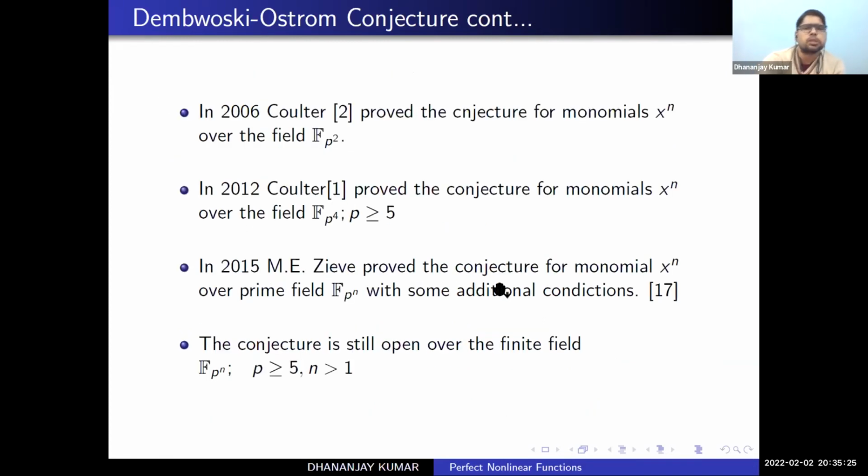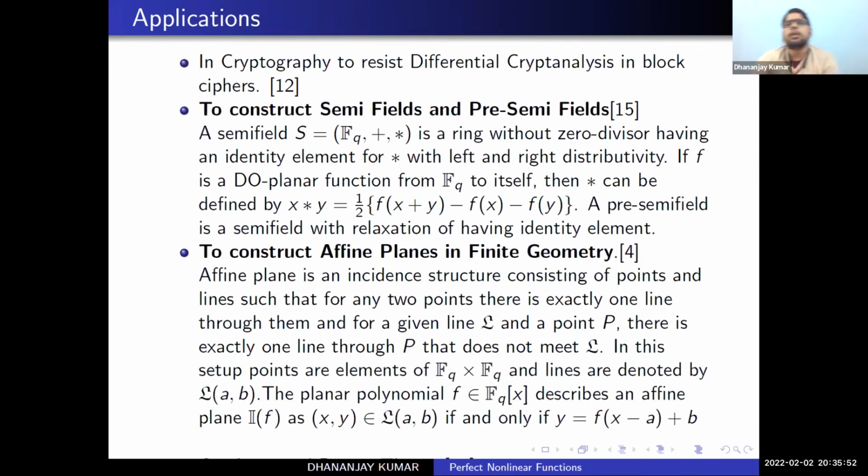In 2006, Coulter proved this conjecture for monomials. Coulter proved this conjecture for x^n over p^2 and p^4, but the conjecture is still open for p greater than or equal to 5 and n greater than 1. There are several applications of these perfect nonlinear functions.